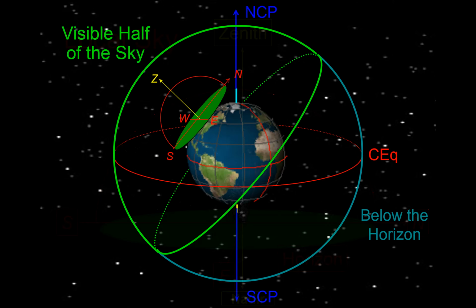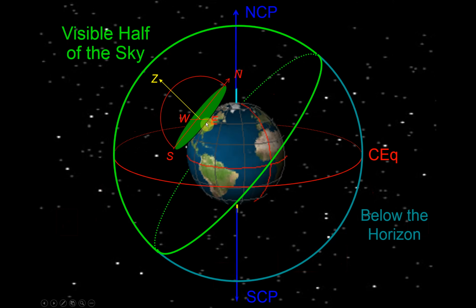So what we're really saying here is that here is the astronomer standing here with his north, south, east, west cardinal points. Here's his zenith above his head, and this is what he can see. He can see, theoretically, this whole visible half of the sky. Here's our north celestial pole, south celestial pole, celestial equator. He should be able to see everything above this green ring. Anything below this green ring is below the horizon and invisible to him.